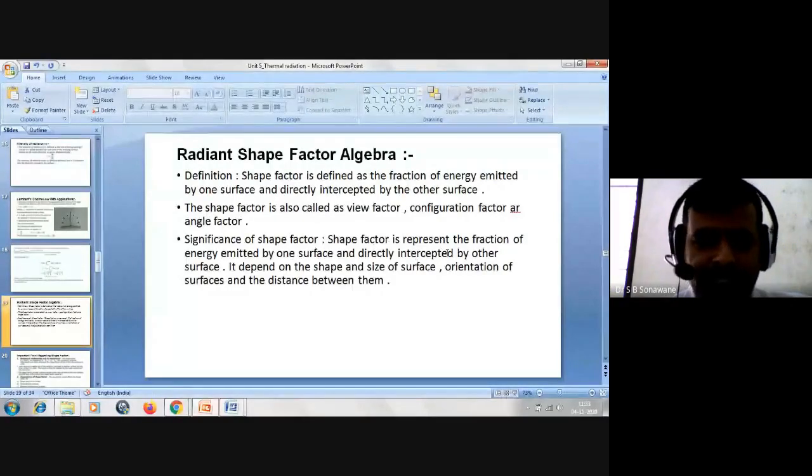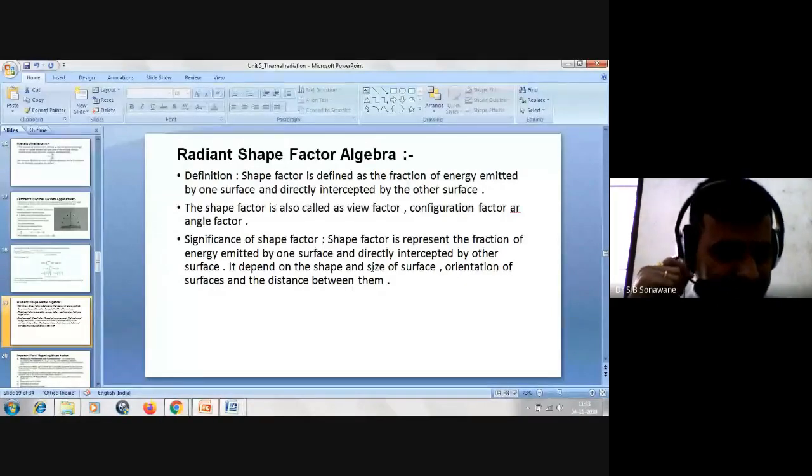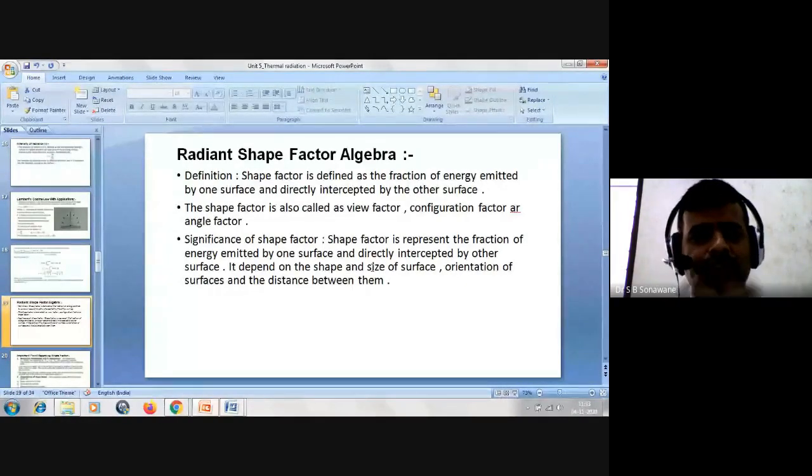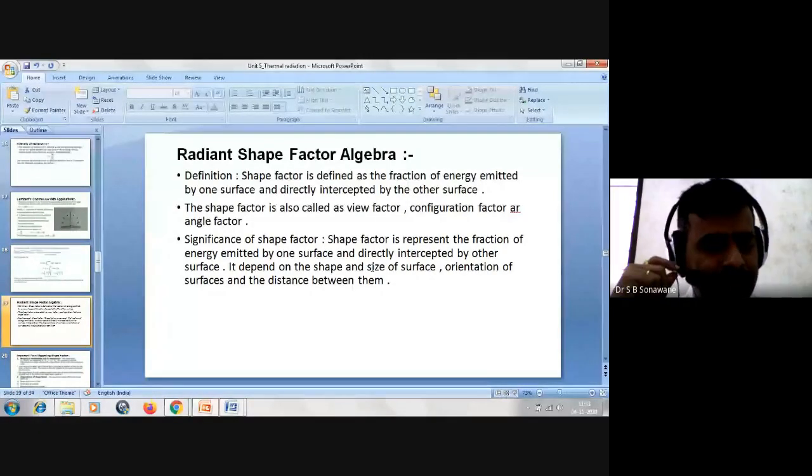Significance: I just now explained the significance of the shape factor. It is basically the fraction of energy emitted by one surface and directly intercepted by the other surface. It depends on the shape, it depends on the size, it depends on the orientation, and it also depends on the distance between them. Okay, distance between the two surfaces, size of the surface, and the shape of the surface. So it basically depends on the geometrical parameters of the surface. That's why it is known as a shape factor.